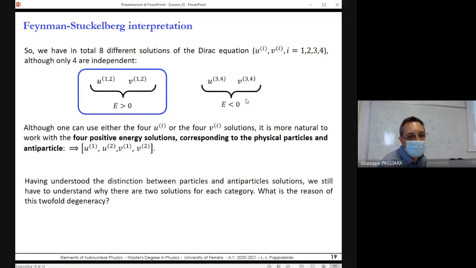So now we have understood the distinction between particle and antiparticle solutions. We have found an interpretation of the positive and negative energy solutions. But why do we have two positive and two negative degenerate solutions? Suspense. We will see next time, next week. So in the next lesson we will continue answering this question and completing the physical interpretation of the Dirac solutions.